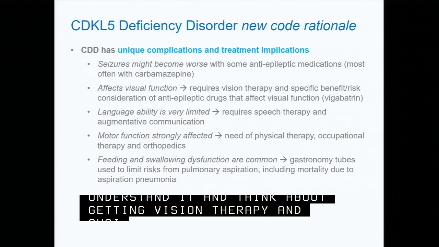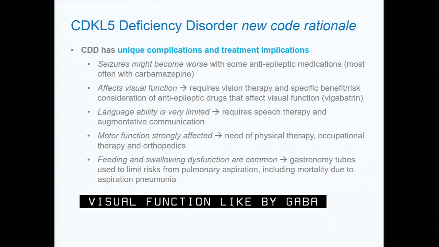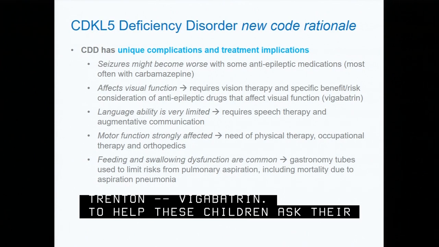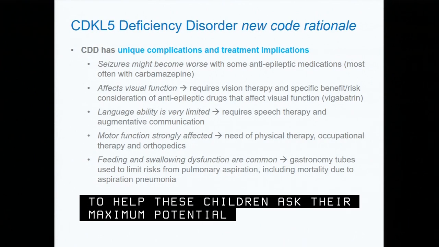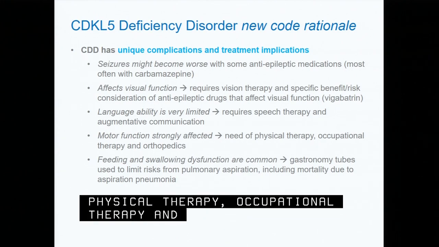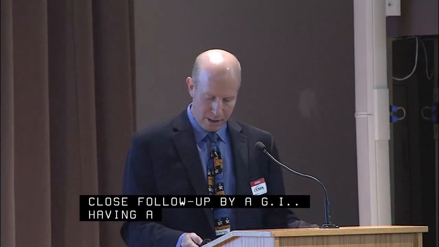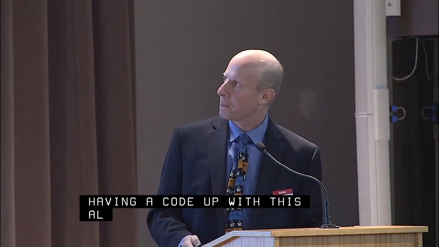The language ability is very limited, so it requires speech therapy and consideration of augmentative communication to help these children reach their maximal potential. And their motor function is strongly affected, so they need physical therapy, occupational therapy, and access to orthotics and orthopedics. And then they also need close follow-up by GI. Having a code that puts this all together so that these things can all be linked to it would be very important for this condition.